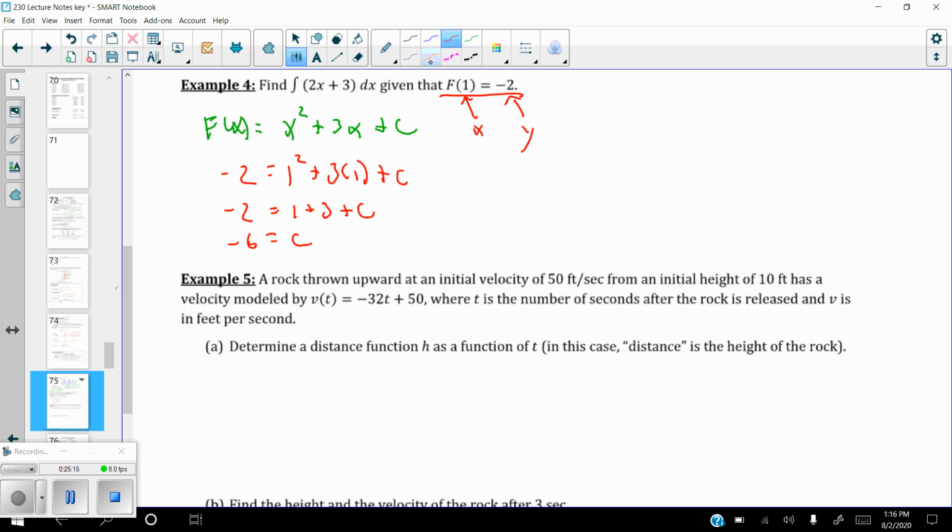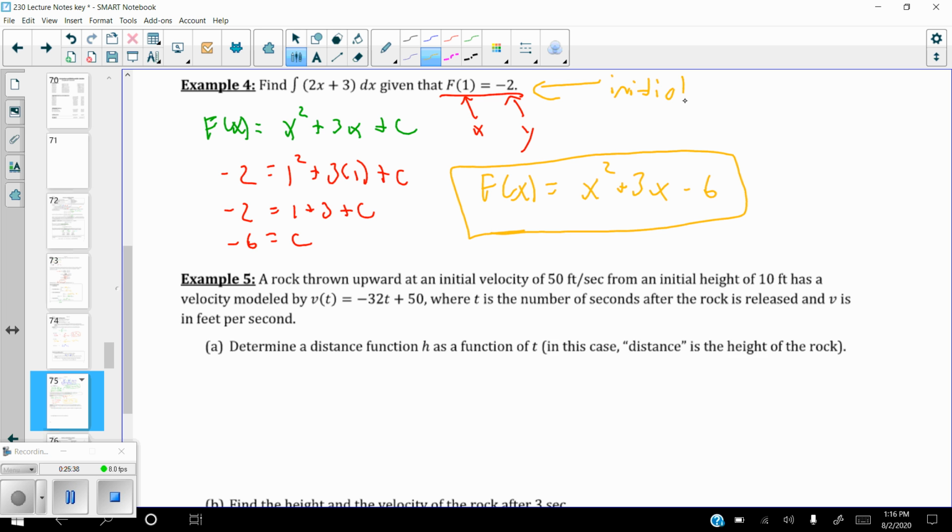So our final function, our f of x, whoops, I meant to change that color. Our f of x is going to be x squared plus 3x, and then we actually put the c in, which is minus 6. That is using the initial condition. That's what this is. This is the initial condition to find the actual function.